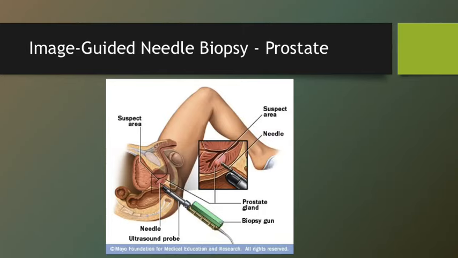Image-guided biopsy, this is a prostate biopsy, okay? And this gun right here, well, I'm going up there to do it. This is called a biopsy gun, okay? It will actually shoot a needle into the prostate, and this is an ultrasound that goes in the rectum so they can visualize the area that they want to pull the biopsy from. Okay? Ultrasound guided biopsy of the prostate.